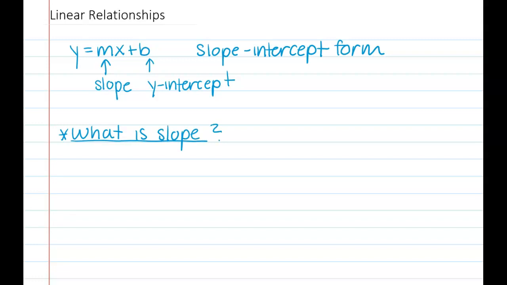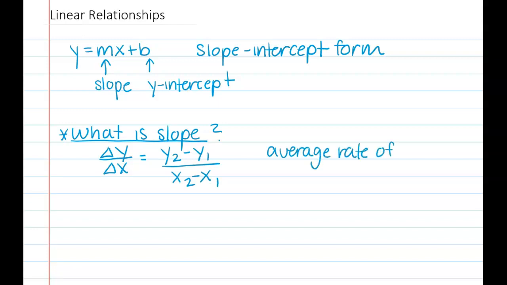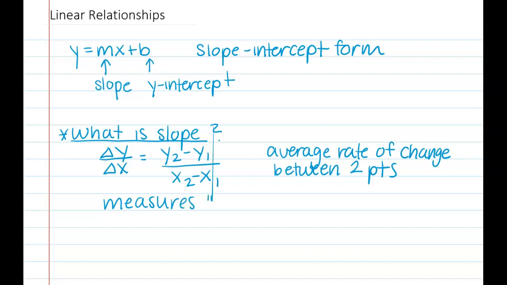Well, first we have just the equation piece of it, change in y over change in x, which is y2 minus y1 over x2 minus x1. That's really the average rate of change. That's what a slope is. It's how much y is changing with respect to x, average rate of change between 2 points. It measures steepness, which is not really a mathy term.